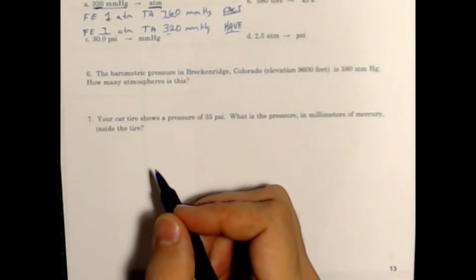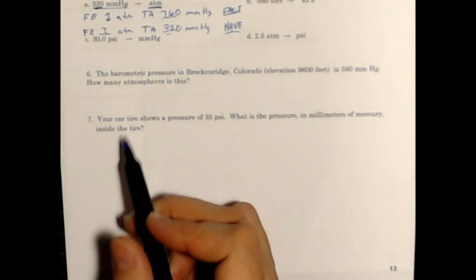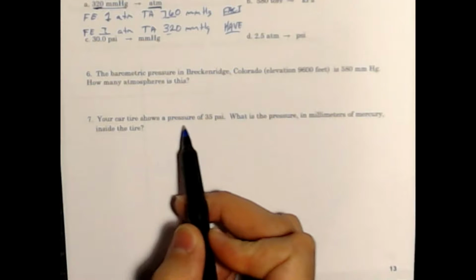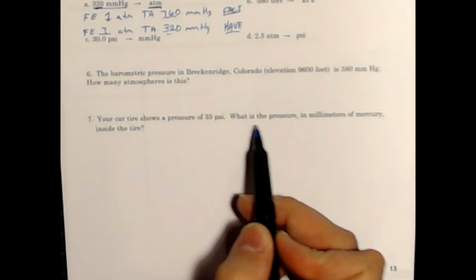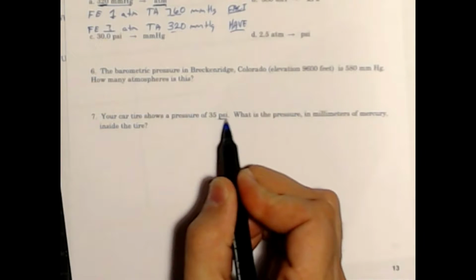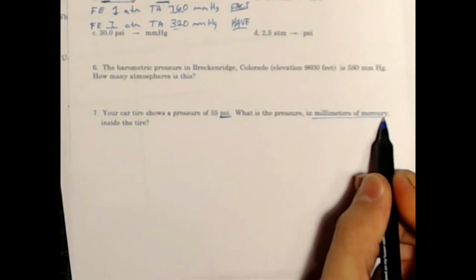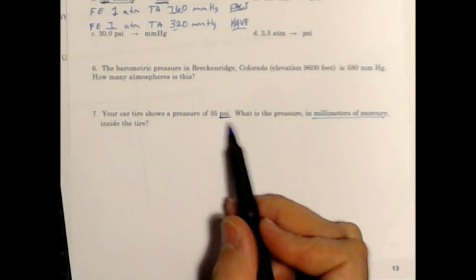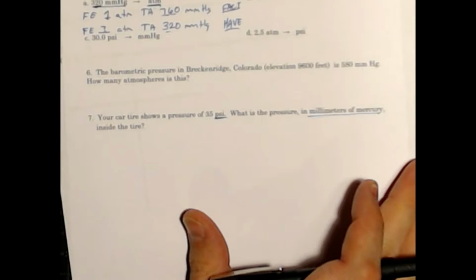Let's do one more example. Let's do number 7. Your car tire shows a pressure of 35 psi. What is the pressure in millimeters of mercury inside the tire? So right away we know we're dealing with psi and millimeters of mercury. So we need a relationship between those two units to convert between the two of them.